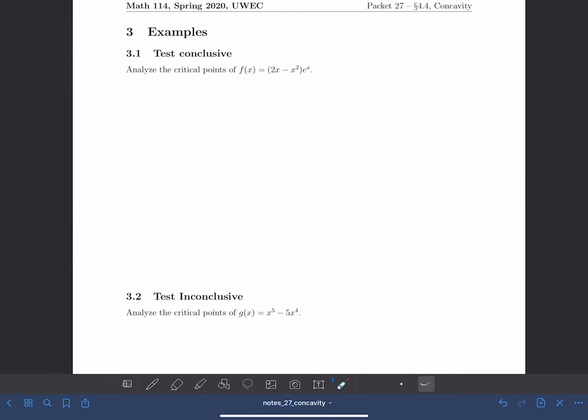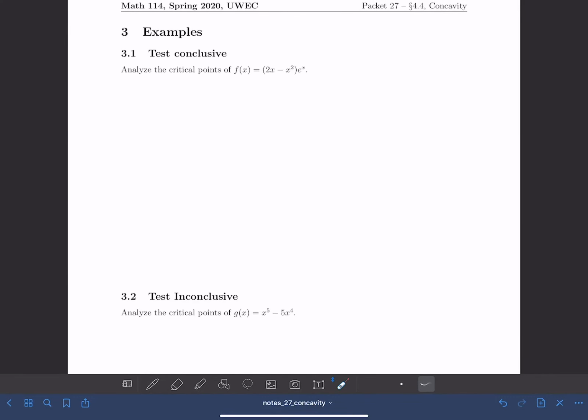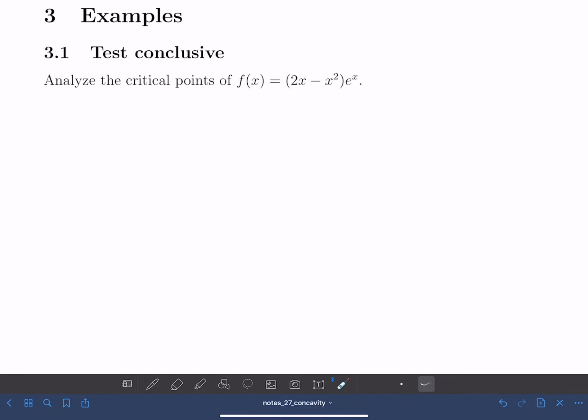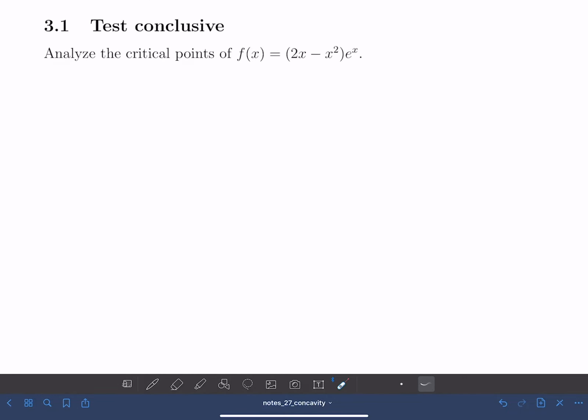Okay, so let's do two examples of the second derivative test, one where we're going to have a conclusive outcome and an inconclusive outcome. Let's analyze the critical points of this function, f(x) = (2x minus x squared) times e to the x.